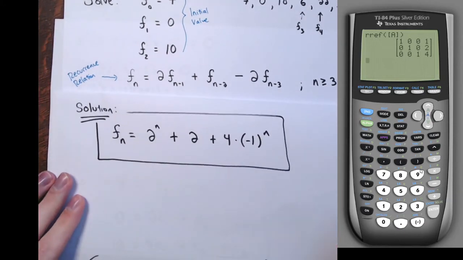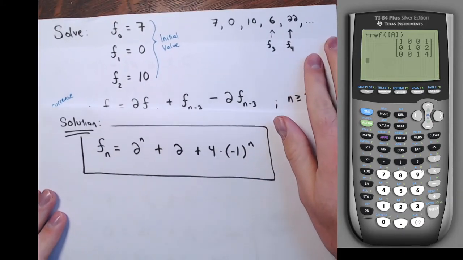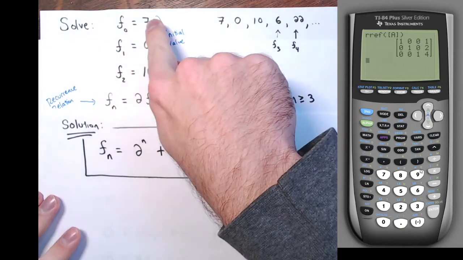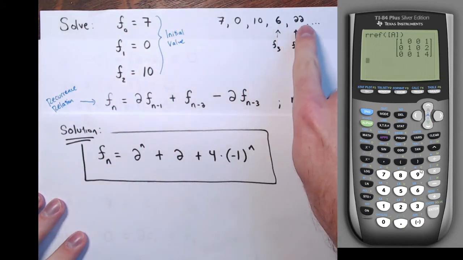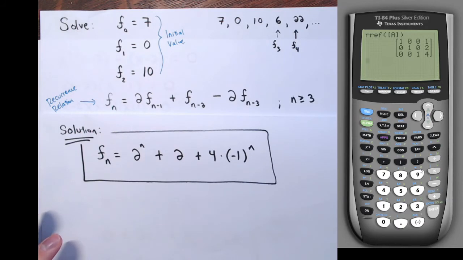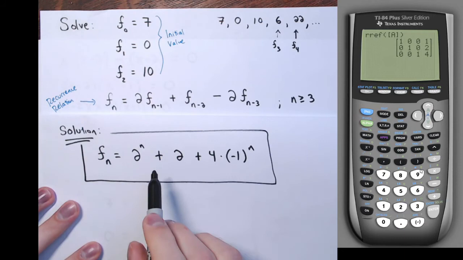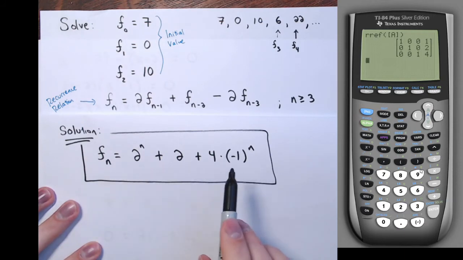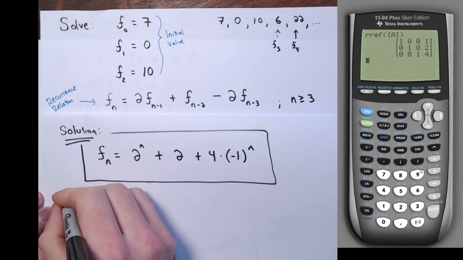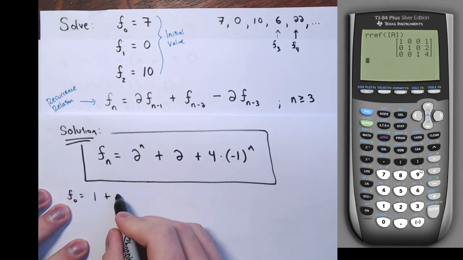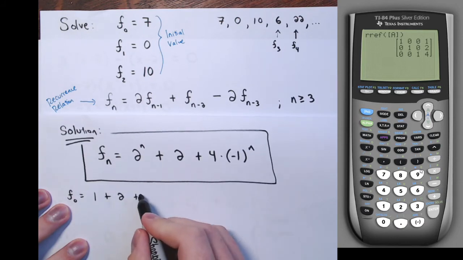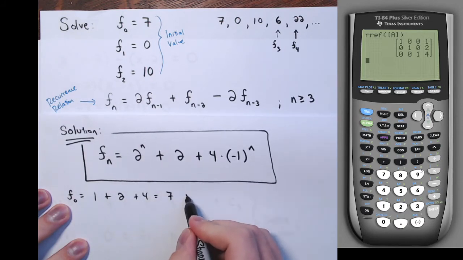So look, there was the recursion we were given. F0 is 7, F1 is 0, F2 is 10. There's the rule. Now, let's test this out. Is this really a good explicit formula? Is this the solution to what they gave me? Well, how about F0? F0 would be 1 plus 2 plus 4, which is 7. Hey, that works.